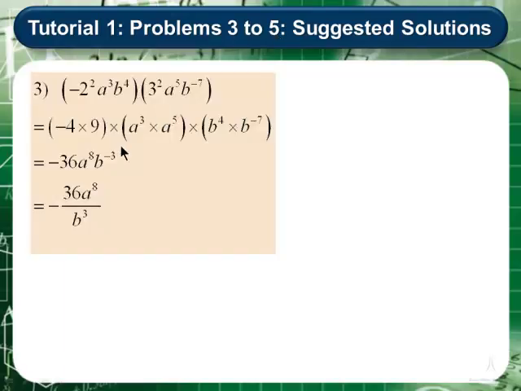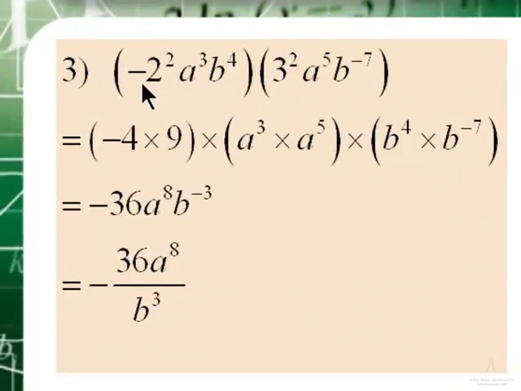Let us look at suggested solutions to problems 3 to 5. This was problem 3. So what I've done here is to use the commutative and associative properties for multiplication and get the numerical exponential expressions, the exponential expressions with base a and exponential expressions with base b together as groups.